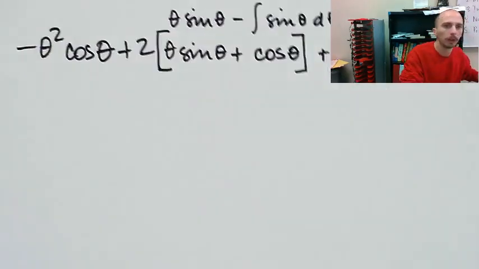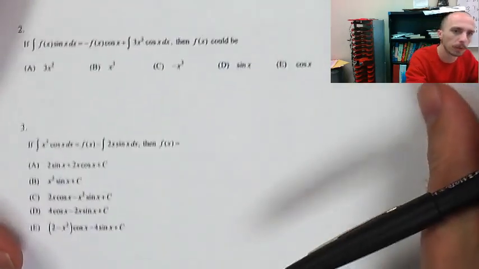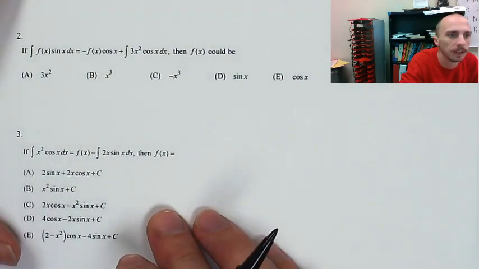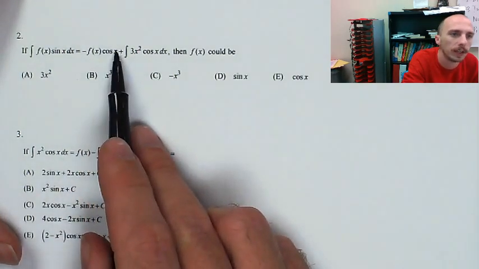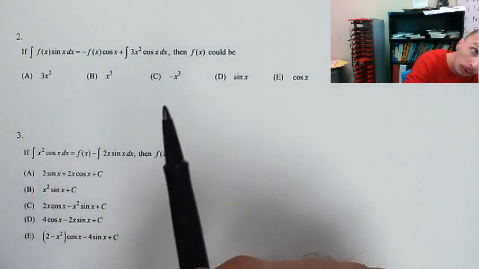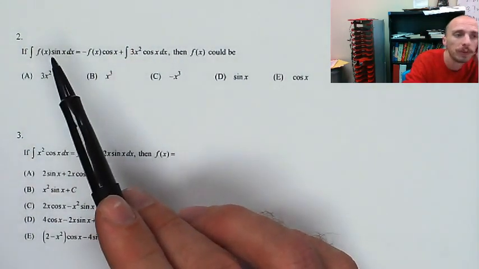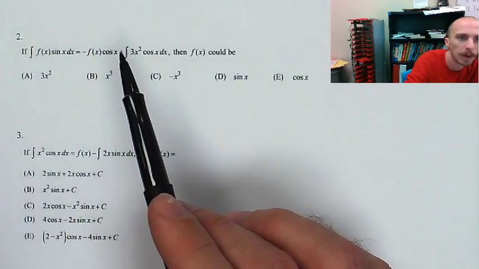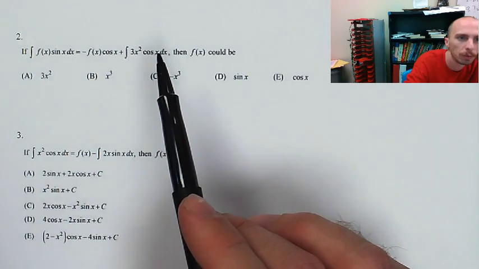Okay, so on to the next page. Number 2. Okay, this one is work on the page. If the antiderivative of f of x sine x dx is negative f of x cosine x plus the integral of 3x squared cosine x dx. Okay, so this is the integral of u dv equals u times v minus the integral of v du.